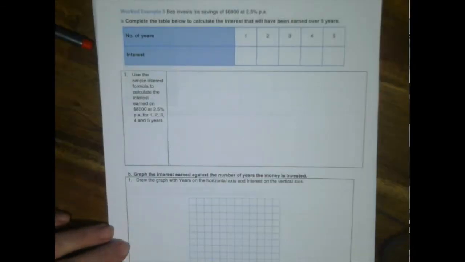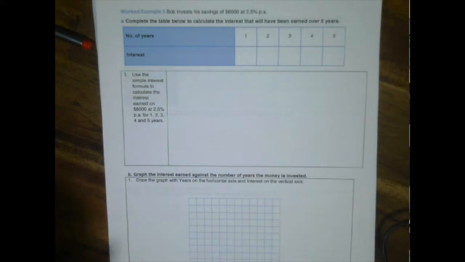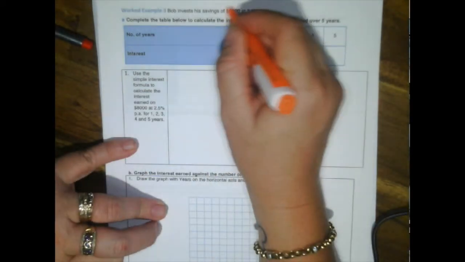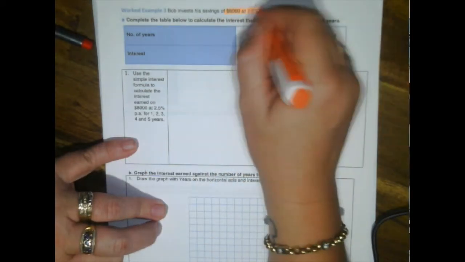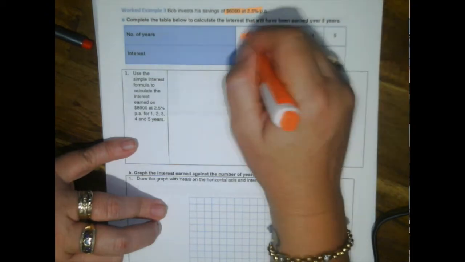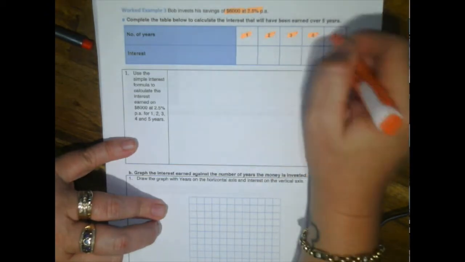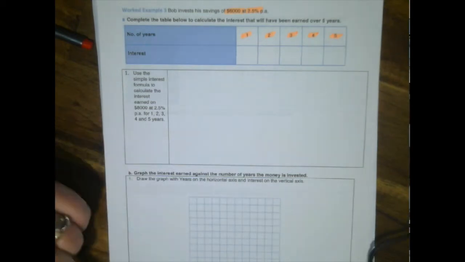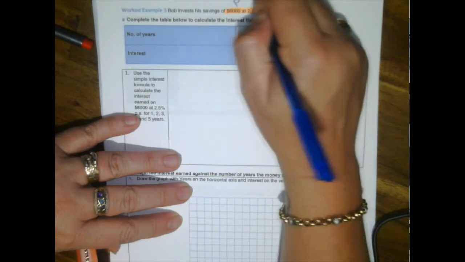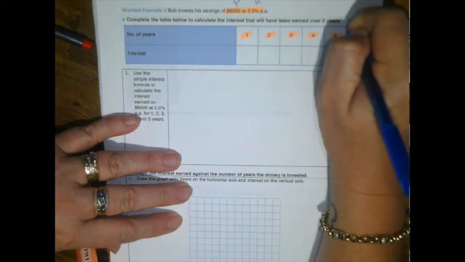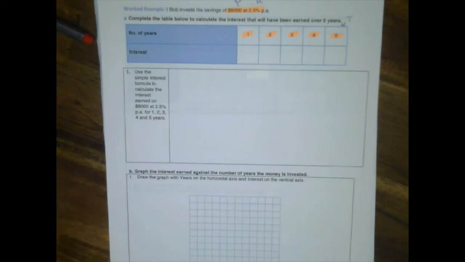Looking at the question that we've been given. Bob invests his savings of $6,000 at 2.5% per annum. Complete the table below to calculate the interest that will have been earned over 5 years. So let's have a look at the information that we've been given. He invests his savings of $6,000 at 2.5% per annum, and these numbers here are the years that he has invested. So we have been given the principal, the rate, and we have the time.